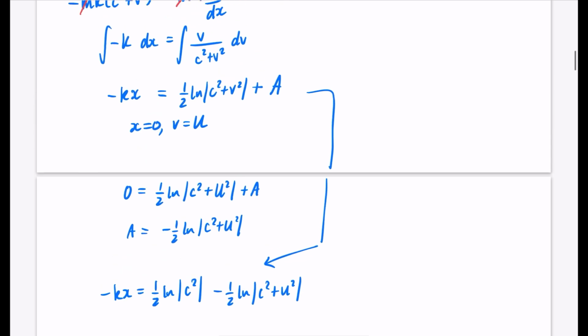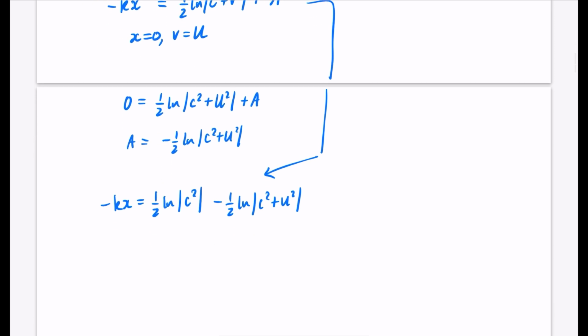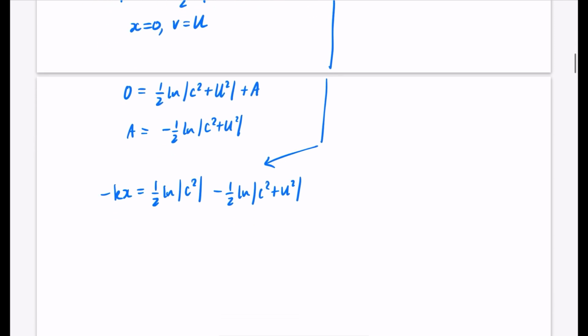Did I do all of this right? Yes, I have. And I'm going to try and find out what x is equal to at this particular point. So I'm going to try and make x the subject of this. I'm going to juggle things around so that I have the positive x on this side, so that I end up with a half ln of c squared plus u squared minus a half ln c squared equals kx.